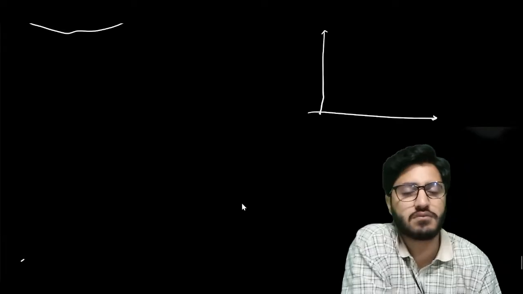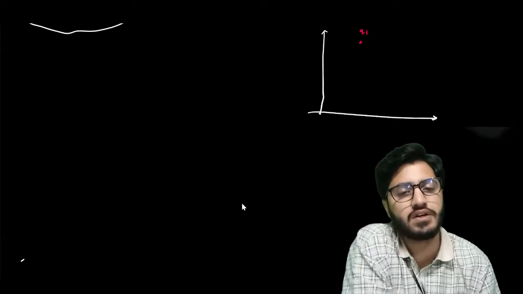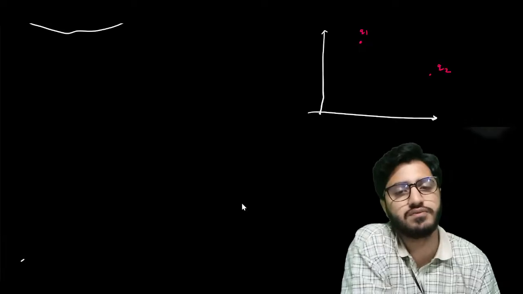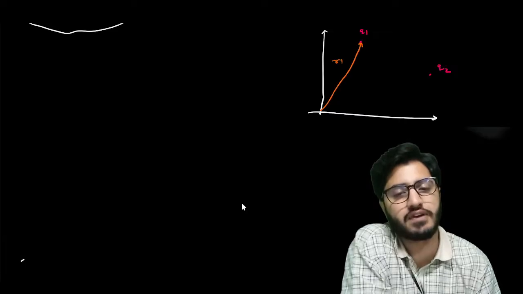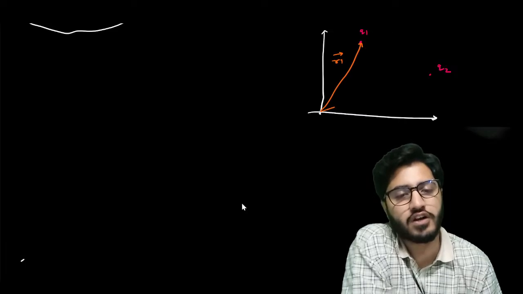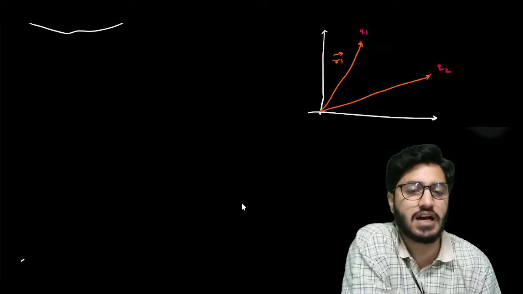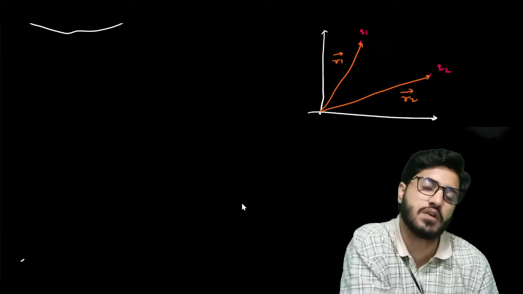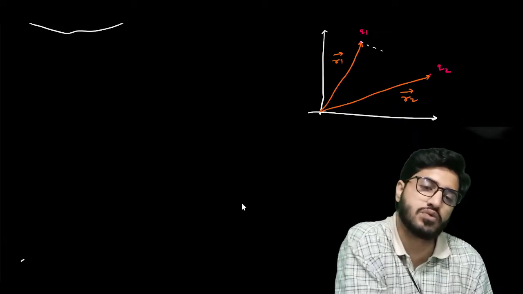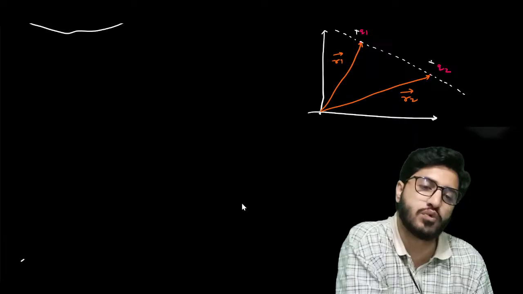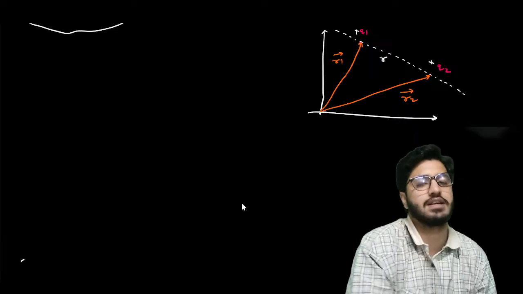Here I have charge Q1. My other charge is Q2. For Q1, my position vector is R1. For Q2, my position vector is R2. Look, I will join the centers of these two, because the force will be along this line only. Suppose both are positive, and the distance is R only.